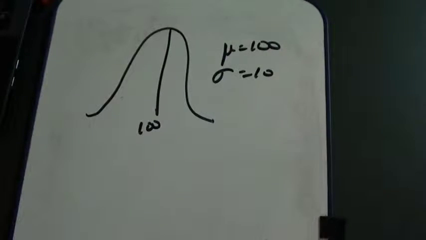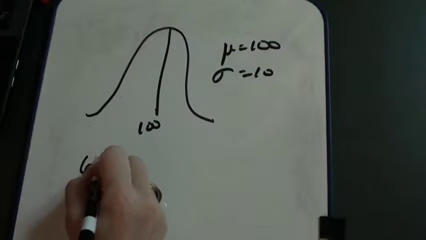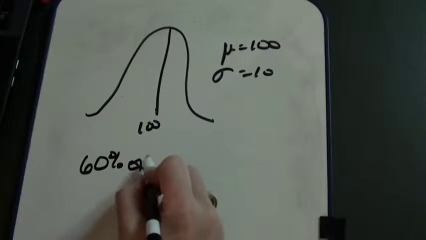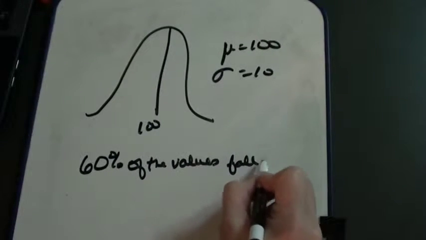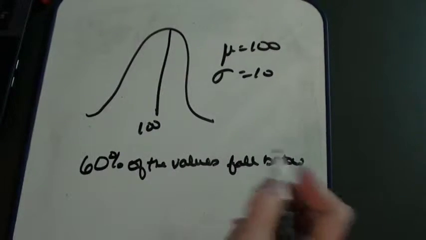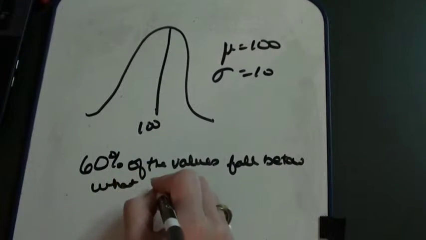Okay, sticking with our same example, this is kind of if you work it backwards, if you're given the probability and they want to know the value. So for example, if a problem was worded like 60% of the values fall below what number?